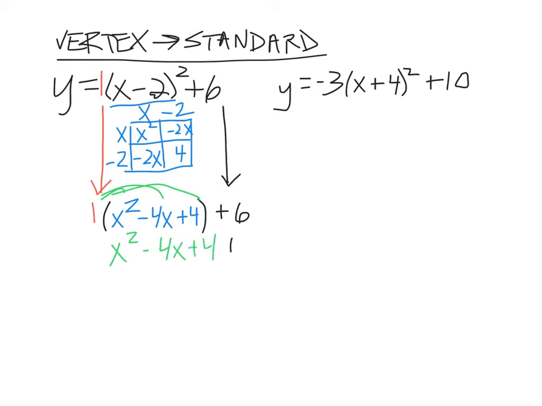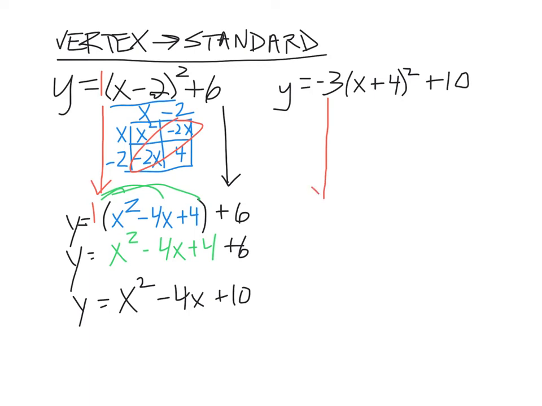Still bring down your plus 6, and maybe you can see what we're going to do. I've been leaving off y equals, so I'll add that back in. So y equals x squared minus 4x, and 4 plus 6 is 10. The most important thing, once again, is not to try and distribute that squared, because what happens when you distribute the squared is you lose your diagonal, you lose that middle x term. So your answer is wrong. Don't distribute.